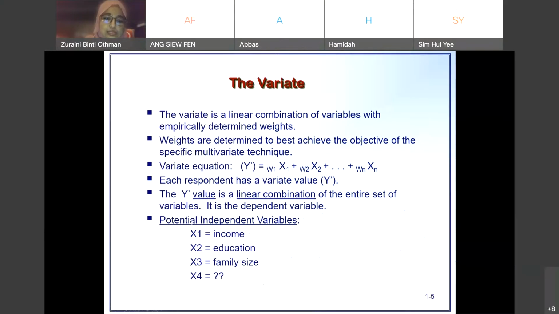Then this is the potential independent variable, which is income, education, family size. These are independent variables. If we want to make graduate employability as our variate, the independent variables will be the gender, the course that he takes. Other than that, the state of this alumni, the state this graduate is from. Okay.